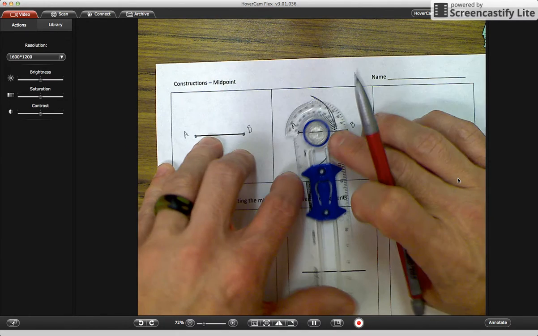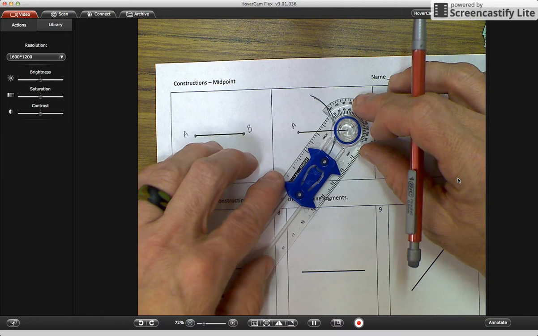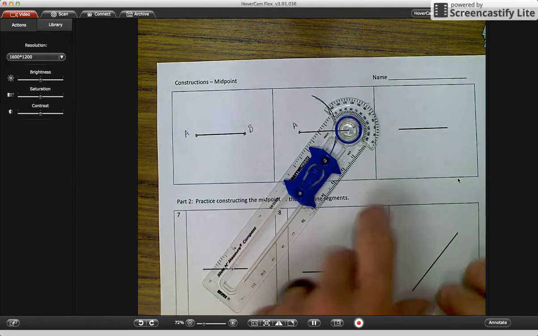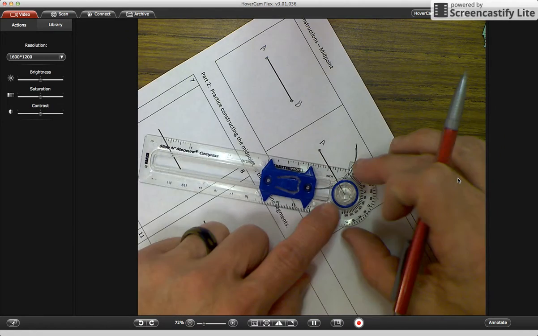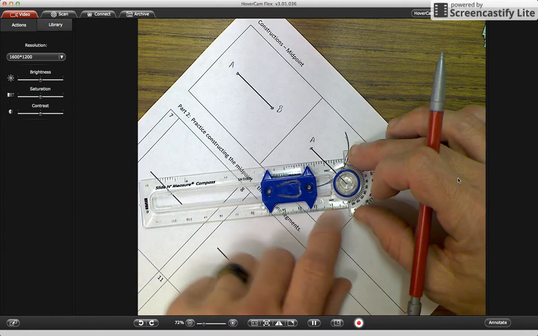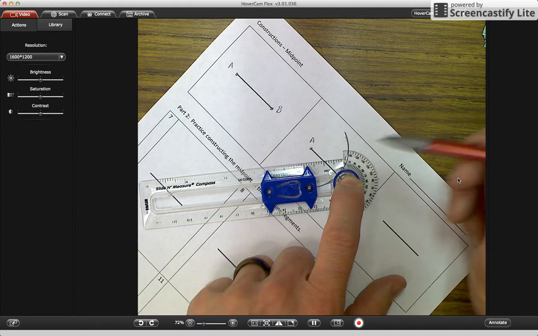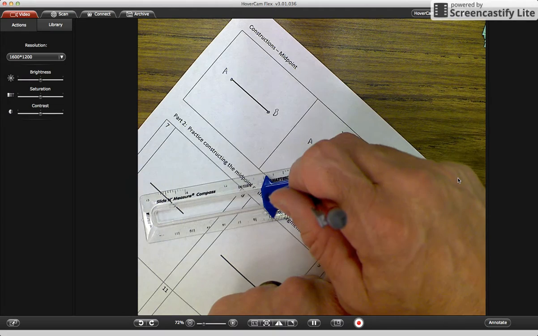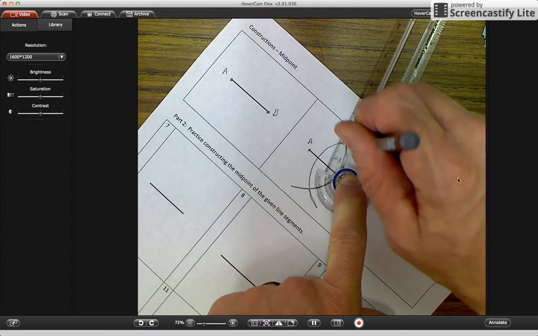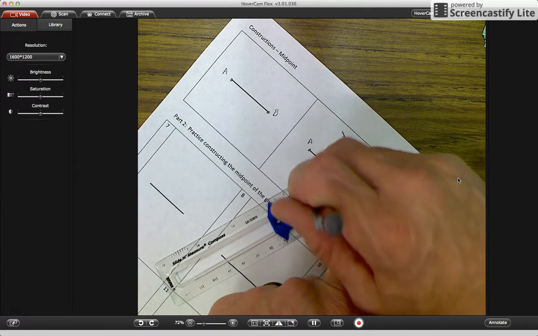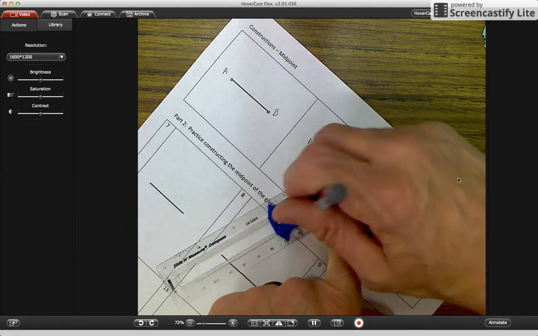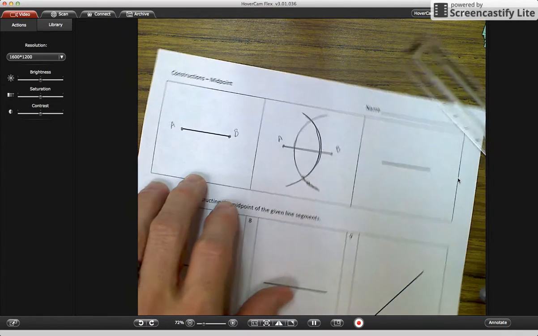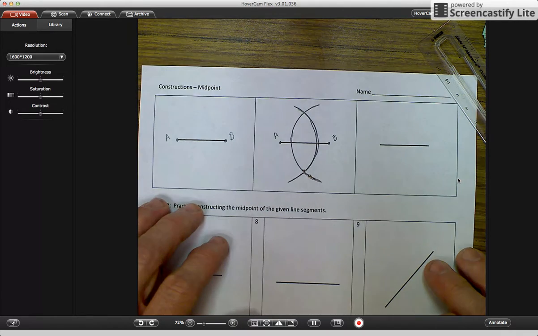Then we're going to take our corner and put it over endpoint B. And I'm going to put my pencil back into the exact same hole that we did. We're not going to move that at all. I'm going to make another arc. The first arc from endpoint A, the second arc from endpoint B. So we have what looks kind of like a football.